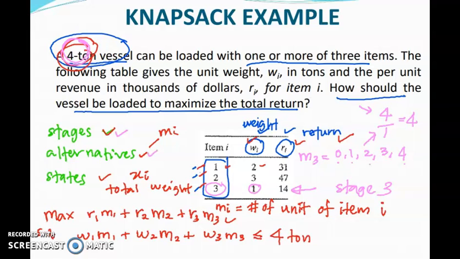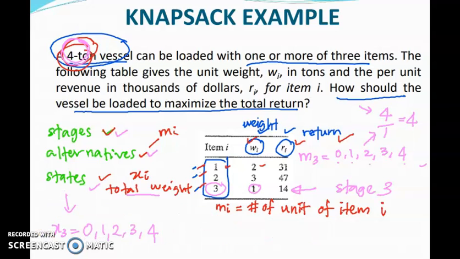For the alternative, it refers to how many units of item i we should choose. And for the state, the total weight: since the capacity is 4 tons, the total weight will range from 0 until 4, so 0, 1, 2, 3, and 4. So x3 equals 0, 1, 2, 3, and 4 represents the total weight. M3 equals 0, 1, 2, 3, and 4 comes from here.